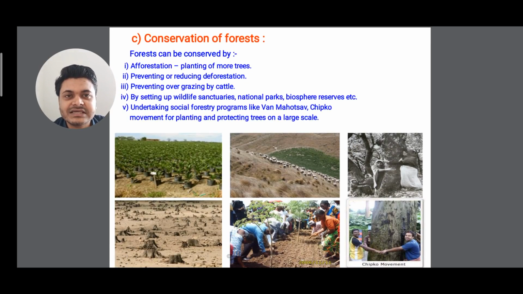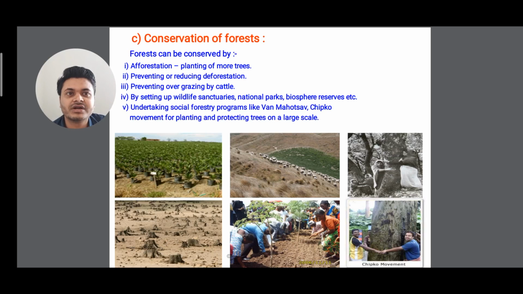Now, how can we conserve the forest? How is conservation of forest done? First, we know that forest can be conserved by afforestation. This is the best and the most suitable method. Afforestation means planting of more trees. So forest can be conserved by afforestation.